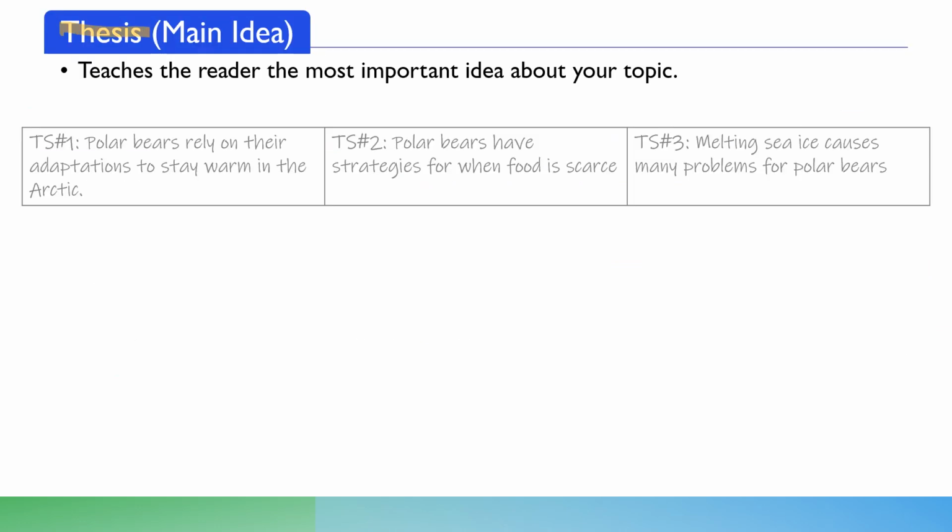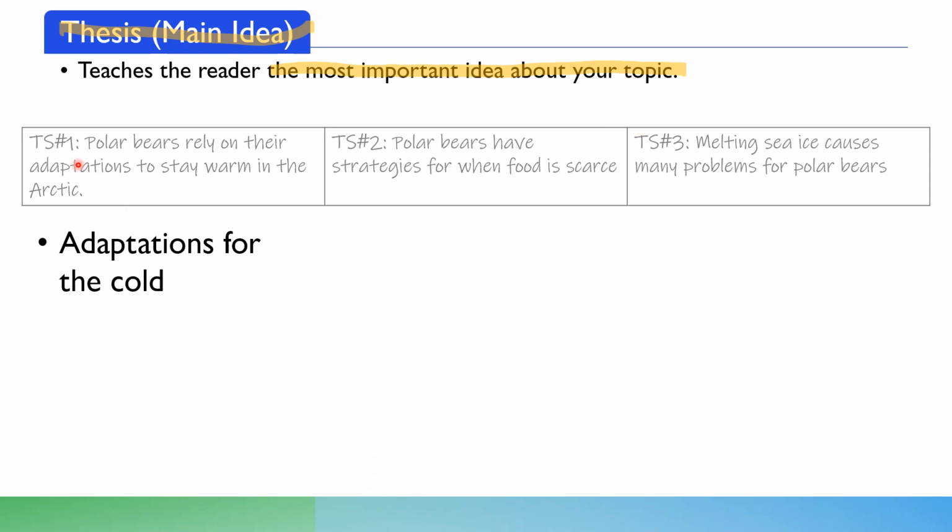Next, we have the thesis. Remember, the thesis has an important job. It teaches the reader the most important idea about your topic. In order to write a thesis, we need to look at each of the topic sentence ideas that you plan to teach and figure out what they all have in common. So let's look at those.